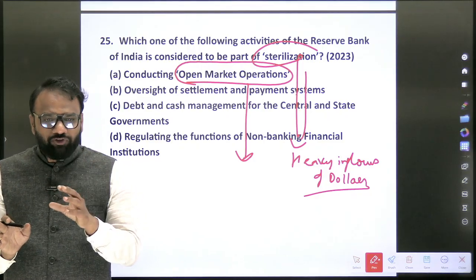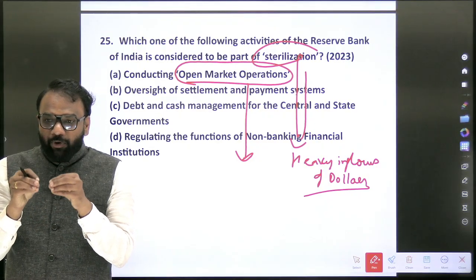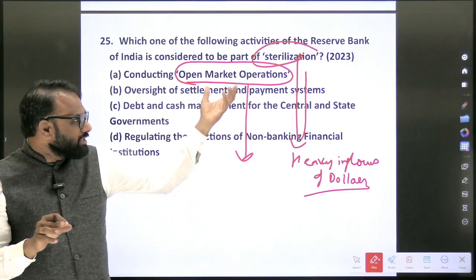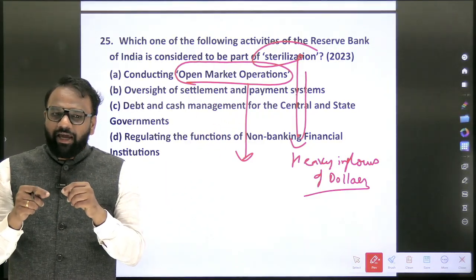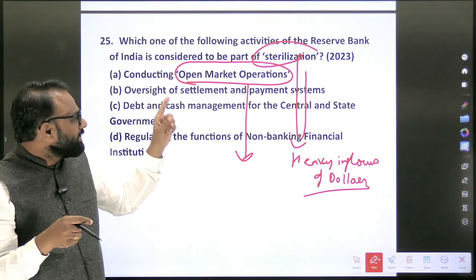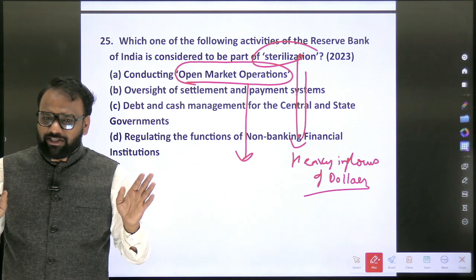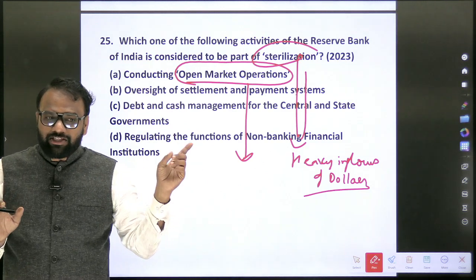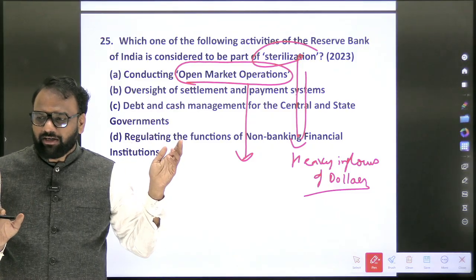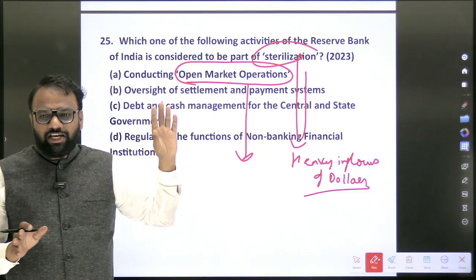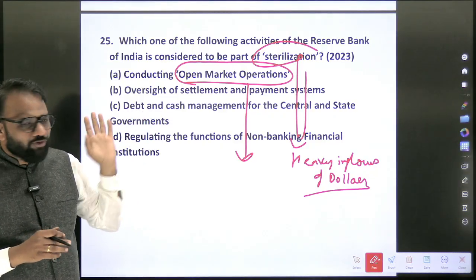Because of the sudden flow of dollars, it will have an impact on inflation. To control such imported inflation, whatever the inflation is taking place because of this sudden flow of dollars, we conduct a special kind of open market operation. Normally, we conduct open market operations on a day-to-day basis, but this is only in case of dollars-driven open market operation, which the RBI will conduct. That is called sterilization. So now we shall understand that sterilization is part of open market operation.